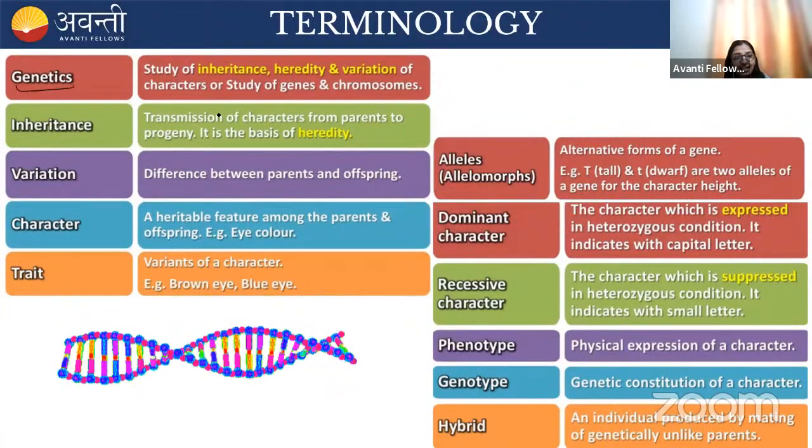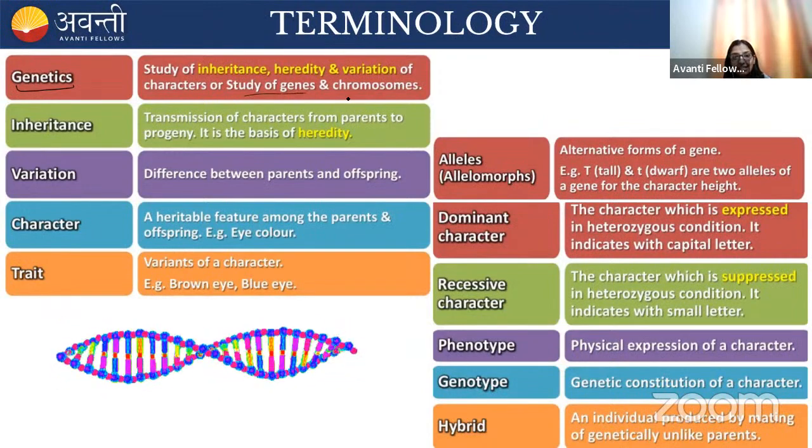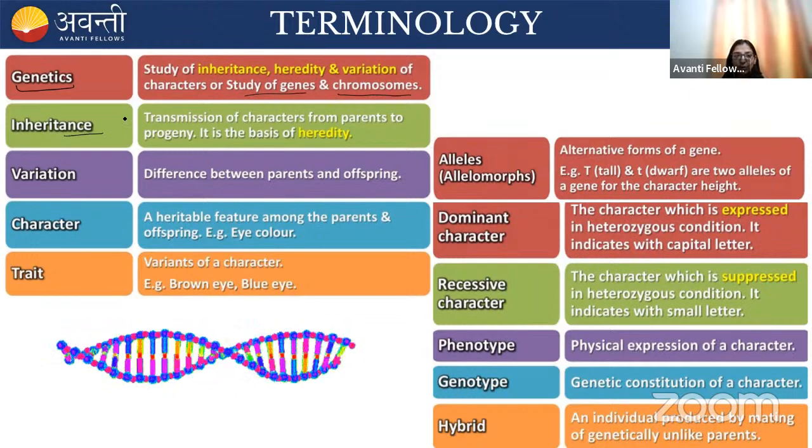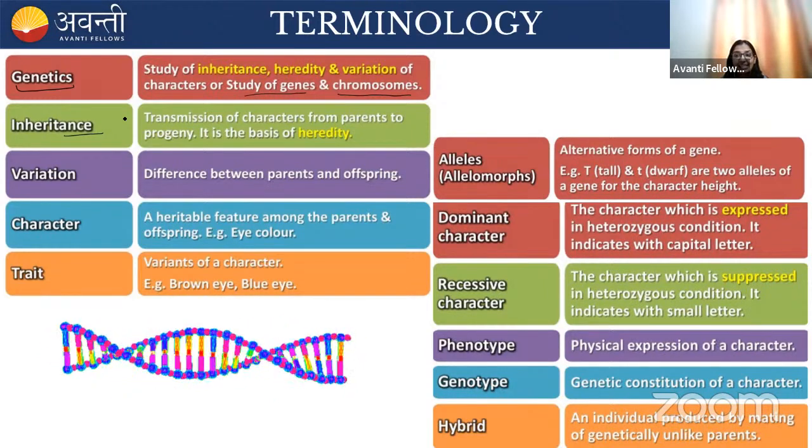First thing is genetics. Genetics is the study of genes and chromosomes. Inheritance is the transmission of characters from the parents to the progeny, and it is the basis of heredity. If we are talking about the recent generation, then we refer to it as inheritance. But if we are talking about several generations, we refer to it as heredity.